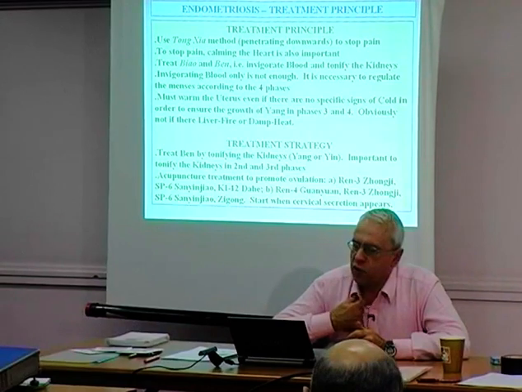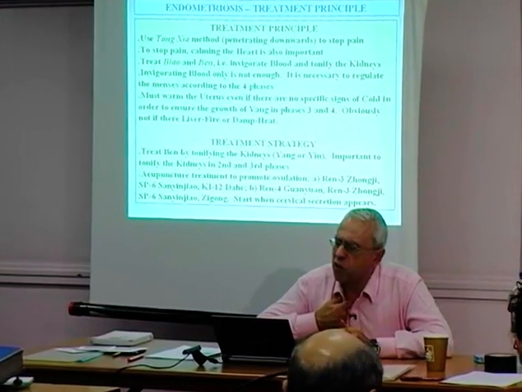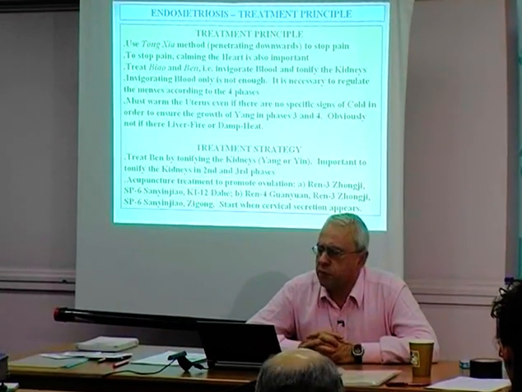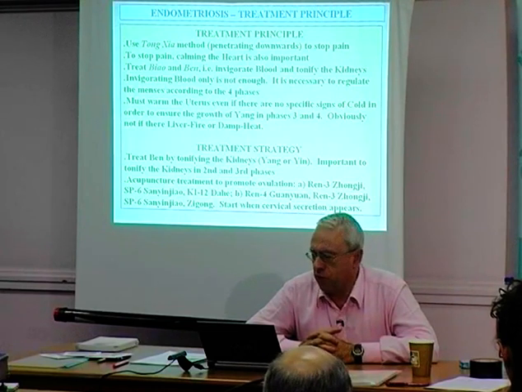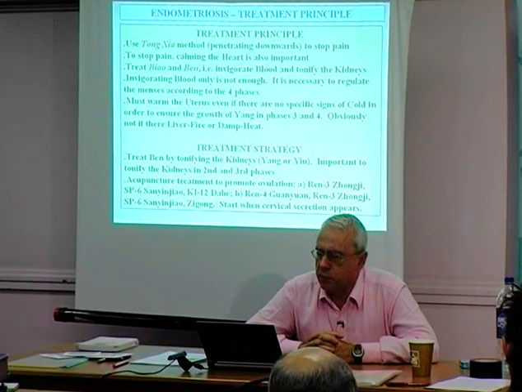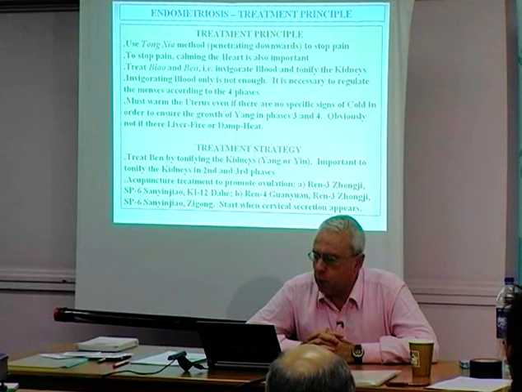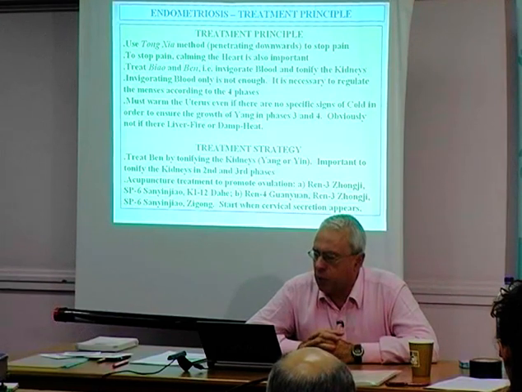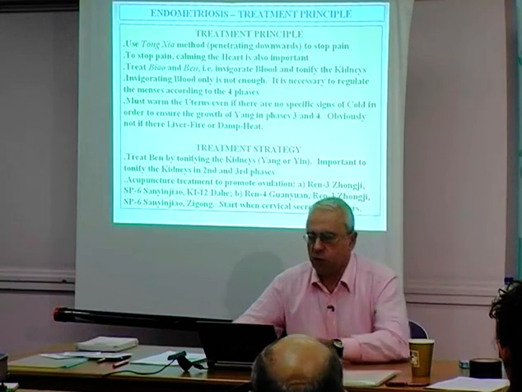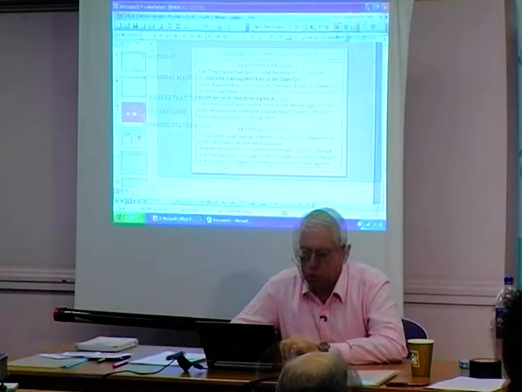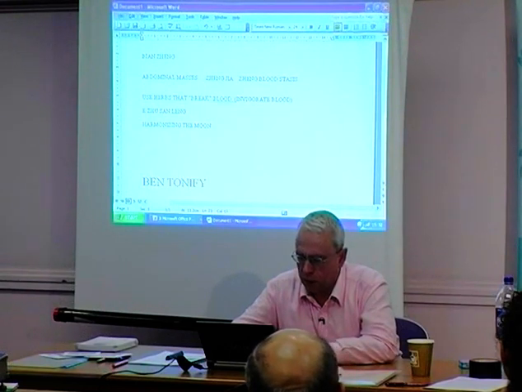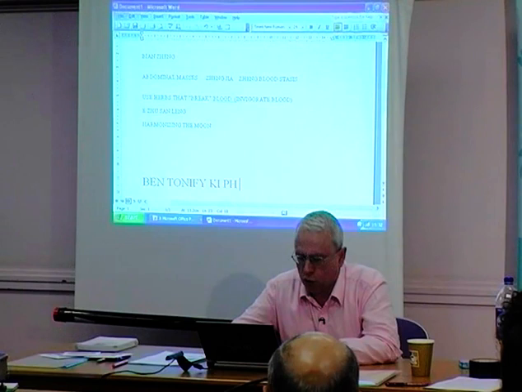And the last point is that you often need to warm the uterus, even if there are no specific signs of cold, in order to ensure the growth of yang in phases 3 and 4. Obviously not if there is liver fire or damp heat. And generally speaking, I treat the ben in phases 2 and 3, i.e. tonify the kidneys, and the biao, i.e. invigorate blood, in phases 4 and 1. So treat ben, i.e. tonify kidneys, in phases 2 and 3.